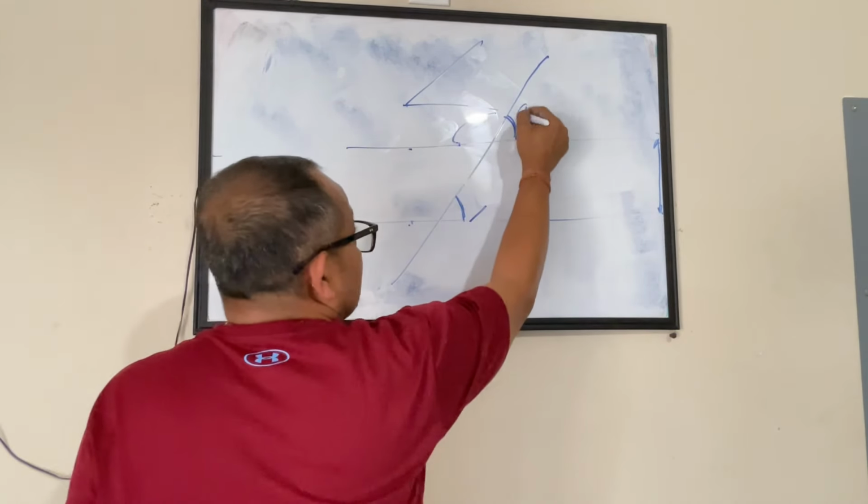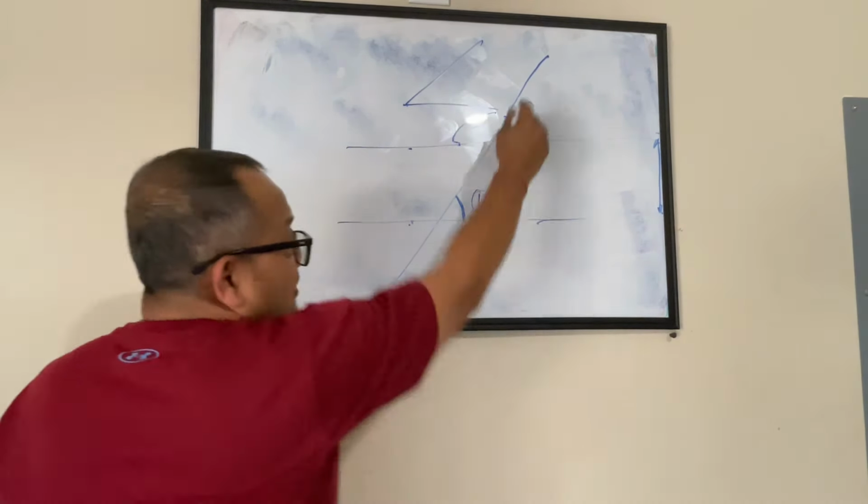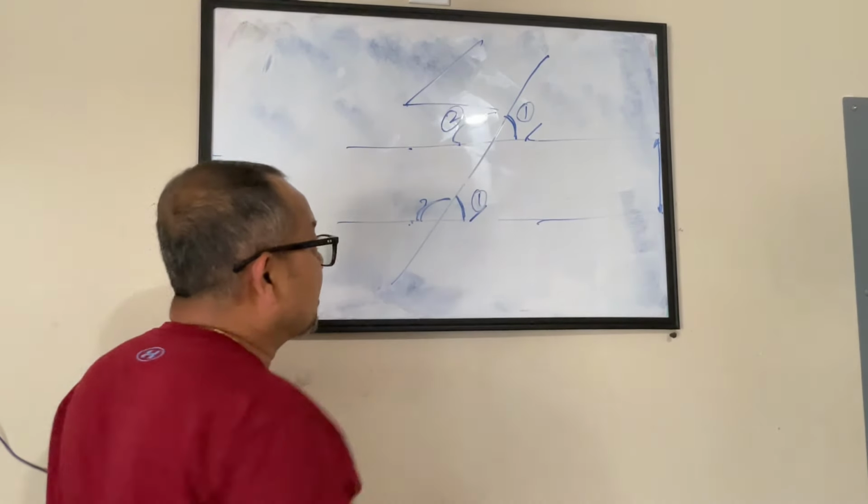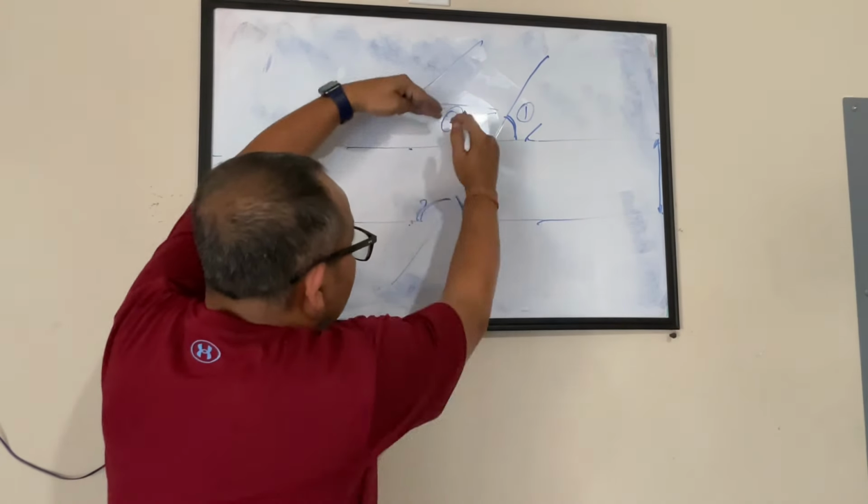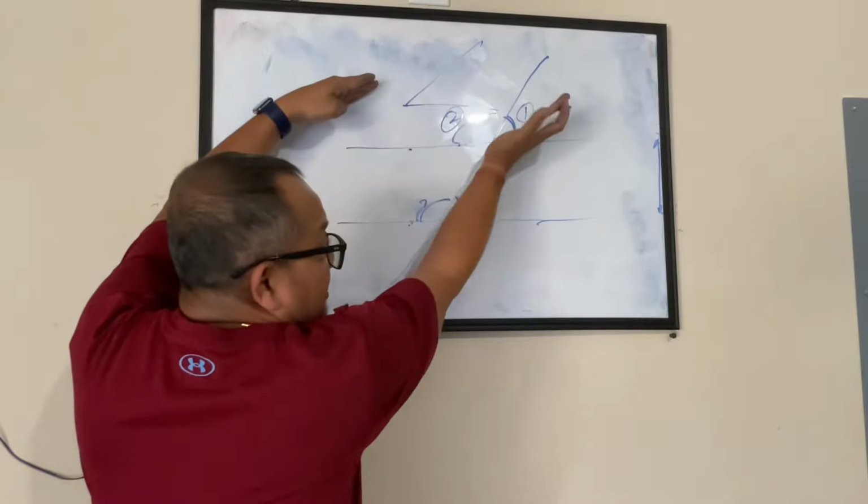Likewise, this is one and this is one. These are one and one, and they are called corresponding angles. Similarly, 2 and 2 will be called corresponding angles because both are above the parallel line and on the same side of the intersecting line.